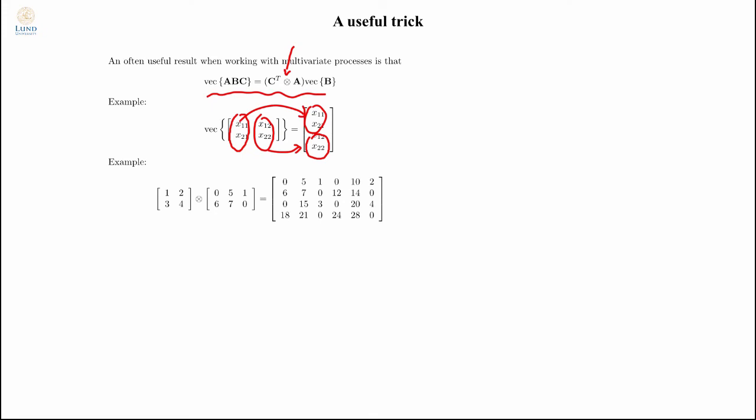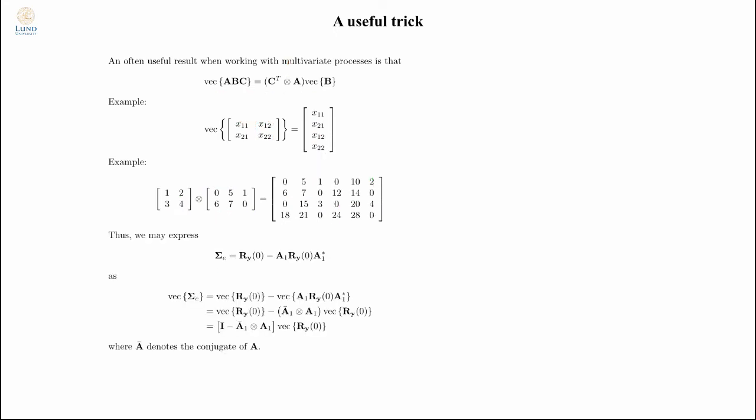The Kronecker product, on the other hand, works like this. Notice that I take 1 times this matrix, and I'll place it here. Then I take 2 times this matrix, and I'll place that here. 3 times this matrix, and I'll place it here. And 4 ends up here. So the Kronecker product allows me to express a large matrix more compactly. That means that if I use the expression I had before for the covariance matrix, I can use the vec operation to describe it like this, where the A bar now denotes the conjugate. This can vastly simplify my calculations.